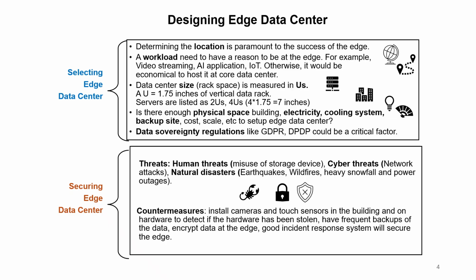for edge is, yes, you are right, it's securing the data at the edge. The threats could be human threats like misuse of storage devices, cyber attacks, natural disasters like earthquakes, power outage, wildfires, snowfalls, and many more. The threats can be mitigated by installing cameras and touch sensors in building and on hardware to detect if the hardware has been stolen.